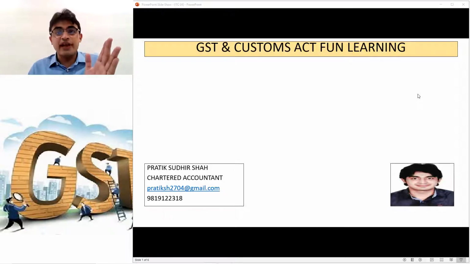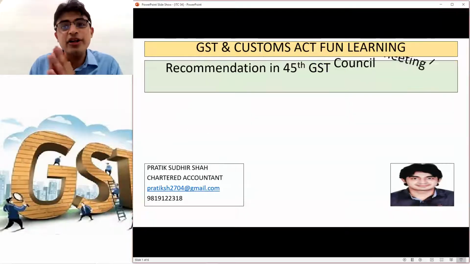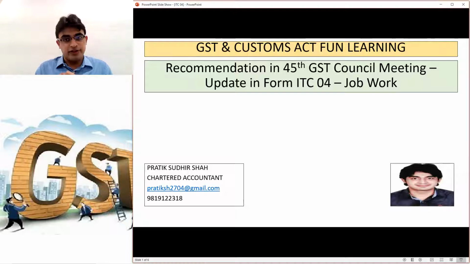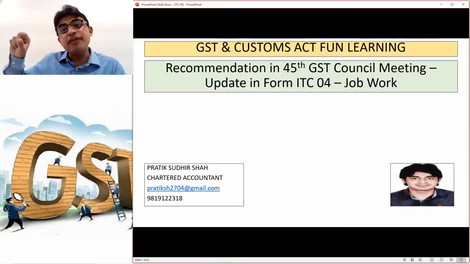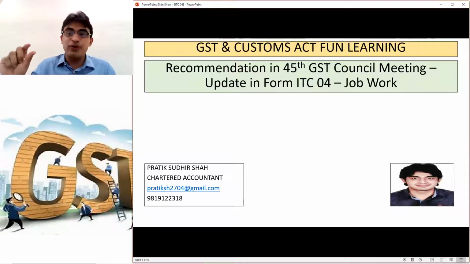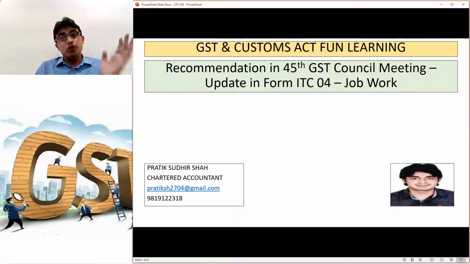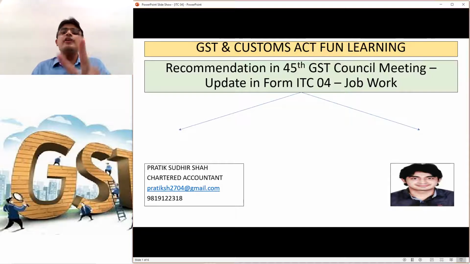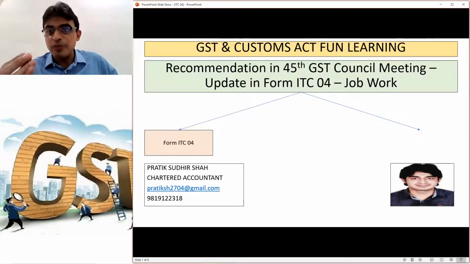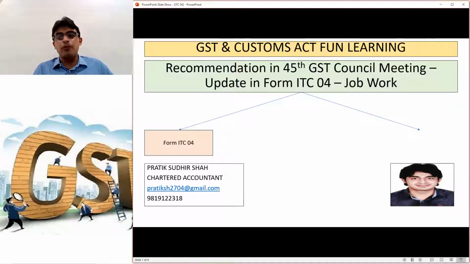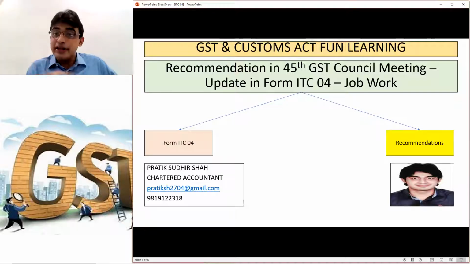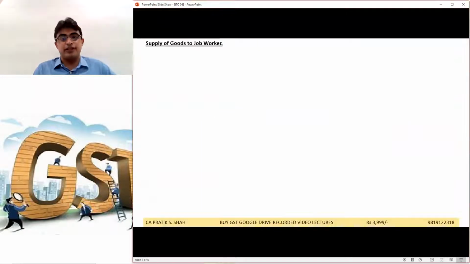Today we are going to discuss the recommendation in the 45th GST Council meeting. The update is there in form ITC 04 job work. To understand this topic, I have divided this into two parts. First, let me explain what this form ITC 04 is. And then what are the recommendations which are proposed in the 45th GST Council meeting.